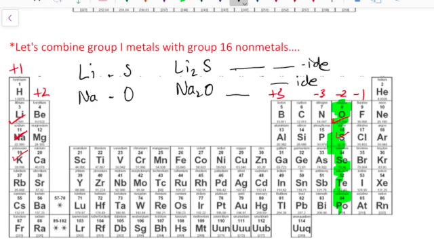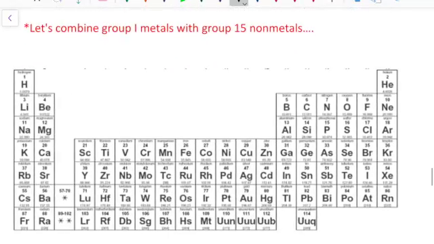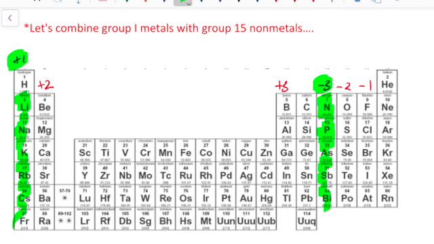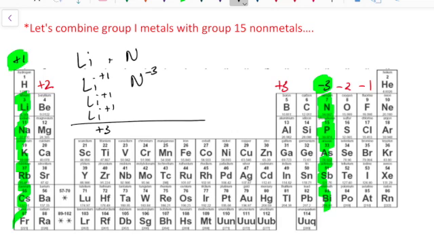Okay, so now we know how to combine all group 1s with all group 17s, all group 1s with all group 16s. Let's combine group 1 with group 15. So we're going to combine plus 1s with minus 3s, and I bet you can guess what's going to happen. Let's combine lithium with nitrogen. Well, lithium has a +1 charge. Nitrogen is in group 15 and has a -3 charge. So I am going to need 3 lithiums to balance it out to 0. So what's my final answer going to be? Li3N.